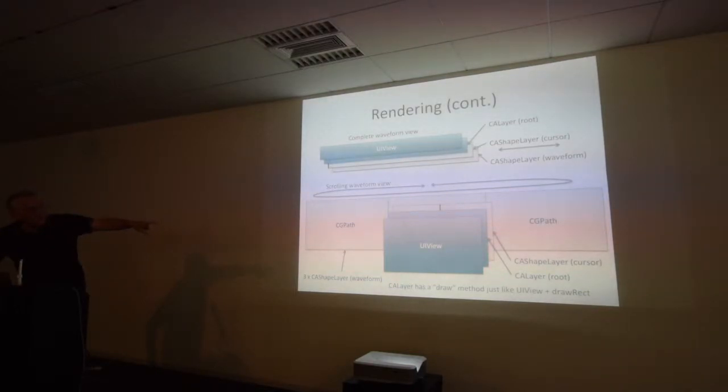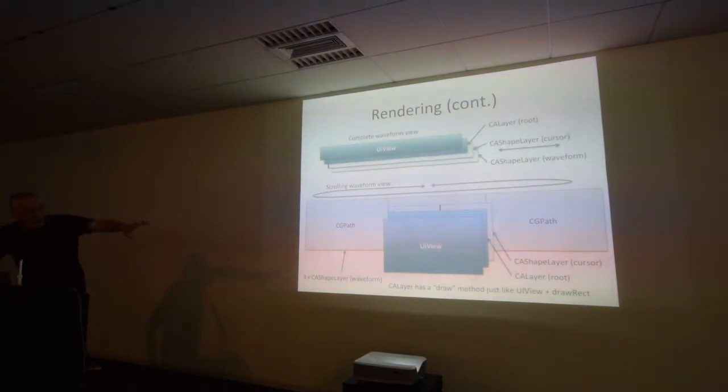On the scrolling area, we end up again with a UI view with its own CA layer. And underneath that, we build four more layers, one for the cursor, which in this case is static, and three other CA shape layers, which we then move to simulate the scrolling of the waveform. And when we run out of space on that end, we flip some over there and repopulate it, and we keep on going around like that until we're done with the file, and vice versa.